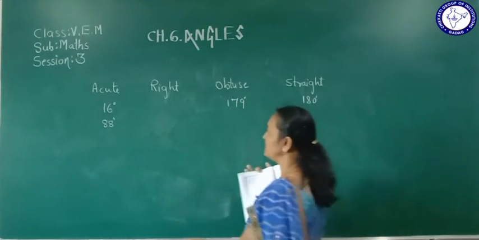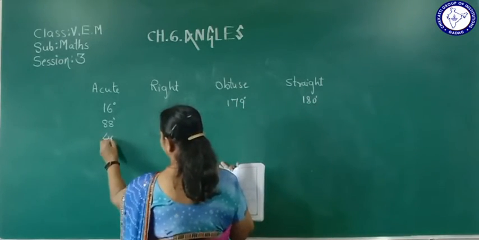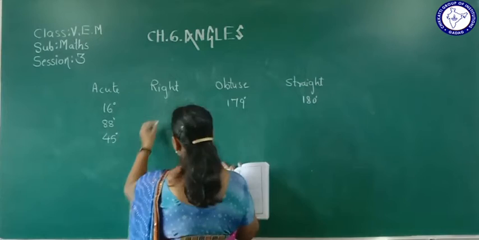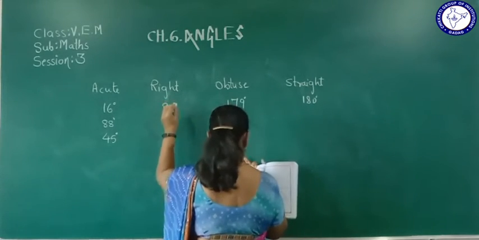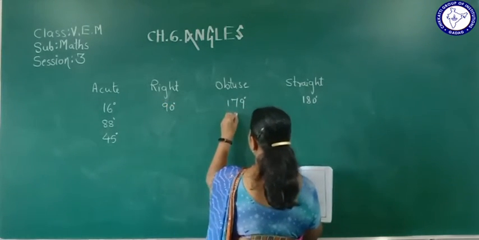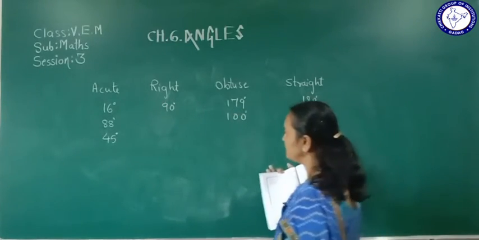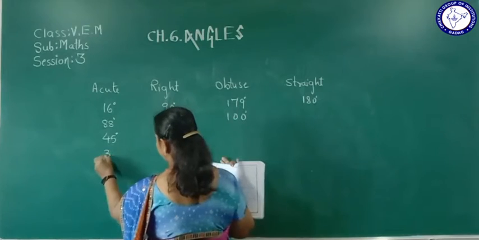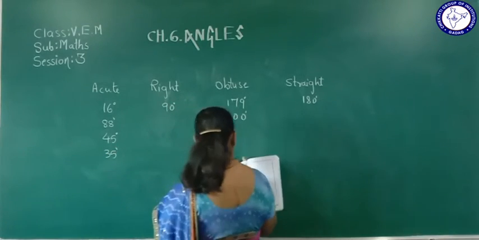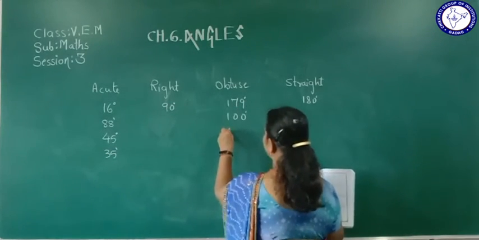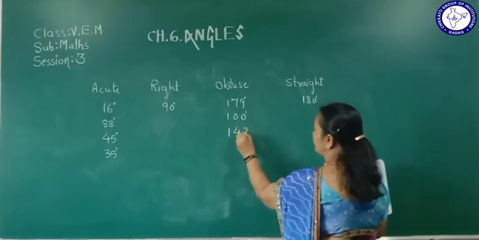Then 45 degree is acute angle. Then 90 degree is right angle. Then 100 degree is obtuse angle, more than 90 degree is obtuse angle. Then 35 degree is acute angle. And 142 is obtuse angle.